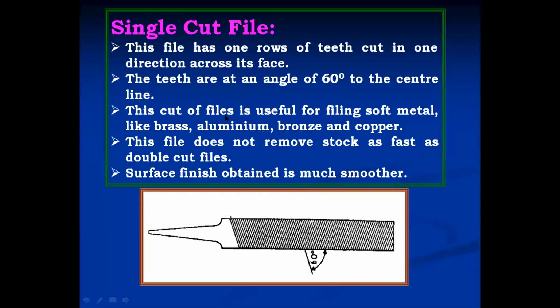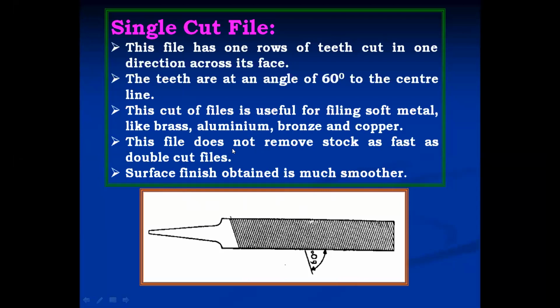This cut of files is useful for filing the soft metal. So, what is the use of this single cut file? It is used for filing a soft metal. Remember, it is used for filing soft metals like, for example, brass, aluminum, bronze, and copper. So, these are all the soft metals. When we are filing these soft metals, we use a single cut file.